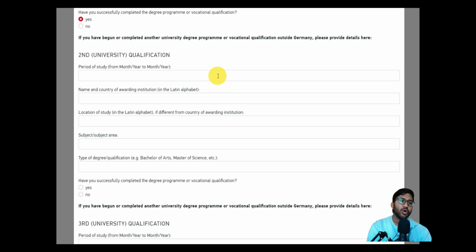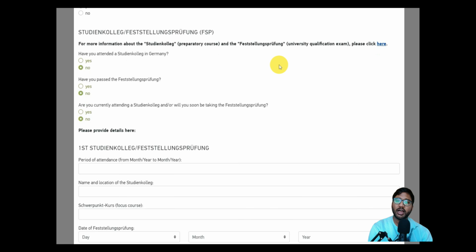People who are coming for a second master's and have already done one master's in India, please fill in your master's details in the second university qualification. After that, you need a student college if you have done it. Most of the people would not need this, so please select no.